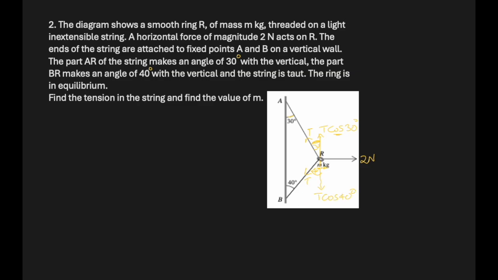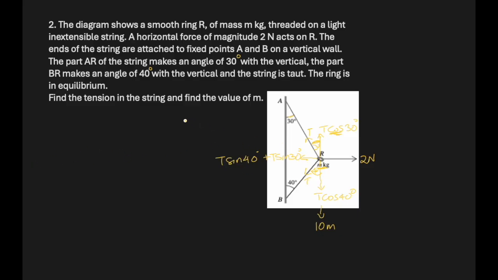Additionally, we have m kg mass of this ring. This will also be in this direction. So we'll have 10m, another force, 10 times m in this direction, which will be the weight of the ring. Now these components: because this is the cos component, on the other side of the force it is always sine. So it will be T sine 30 for this one and T sine 40 for this one, this force T. So we have all the components now.